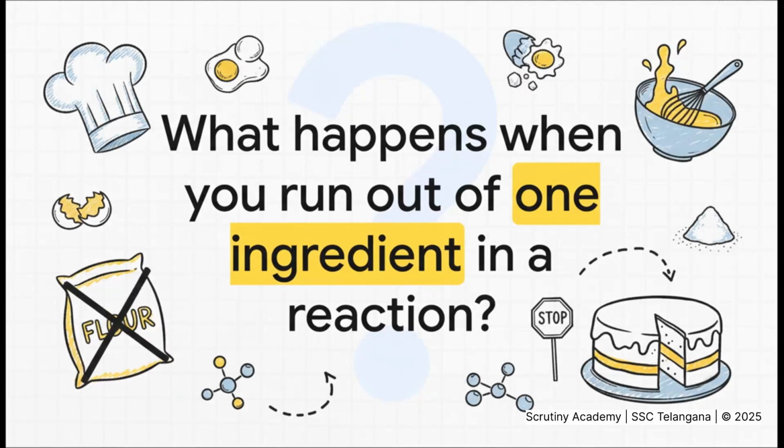And that brings us to one final thought. If a balanced equation really is a perfect recipe, what happens in the real world when you're baking a cake and you run out of flour, but you still have plenty of sugar and eggs? The whole process stops, right? Well, the exact same thing is true in chemistry, and that simple question opens up the next fascinating chapter of chemical reactions.